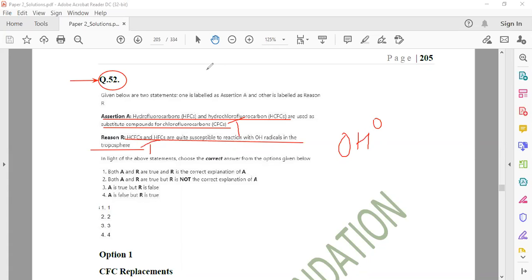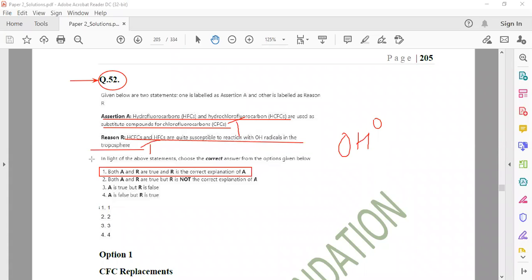So the correct answer here for 52 is first. Both A and R are true and R is the correct explanation of A. So option number 1 is the correct answer for question number 52.